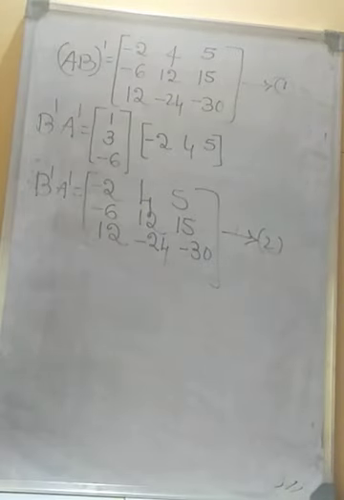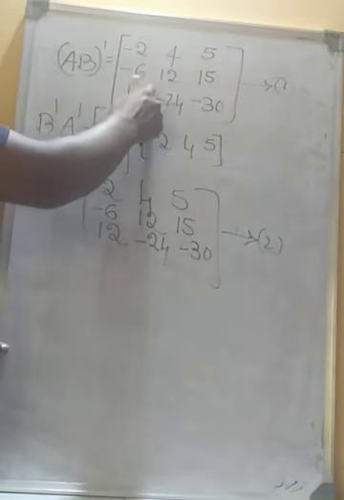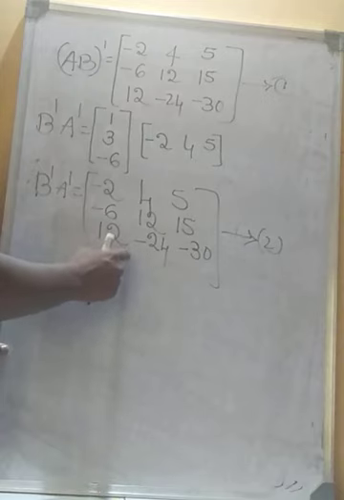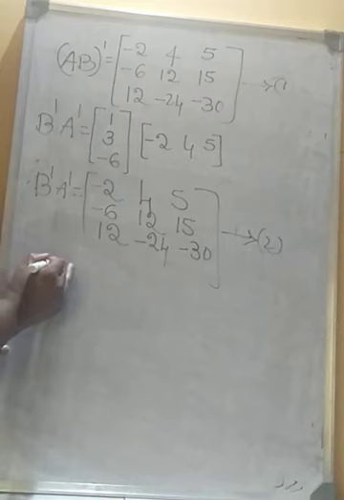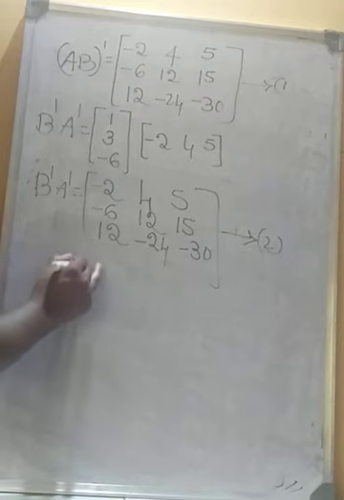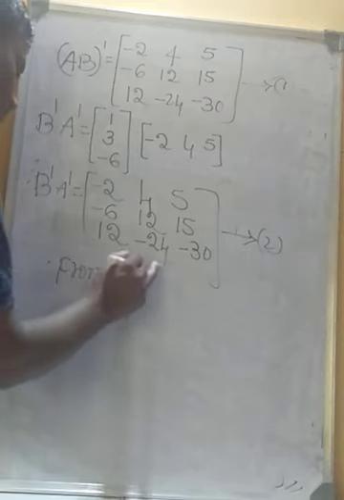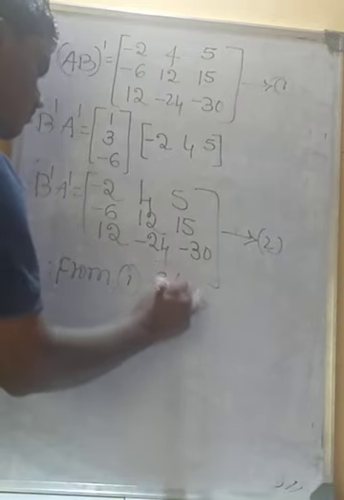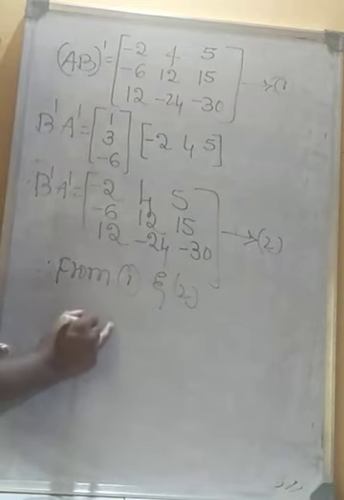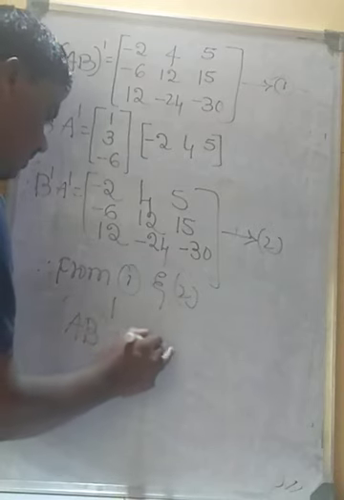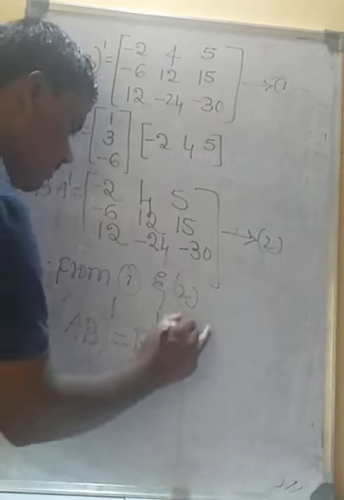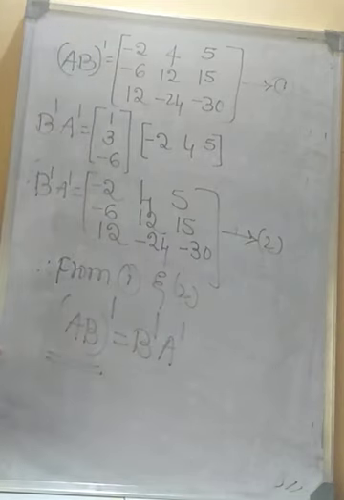Here also observe that equation number 1 and equation number 2 have the same elements. So therefore, we can write from equations 1 and 2, we get (AB)' is equal to B' into A'. Okay, stop here. We'll continue in the next class.